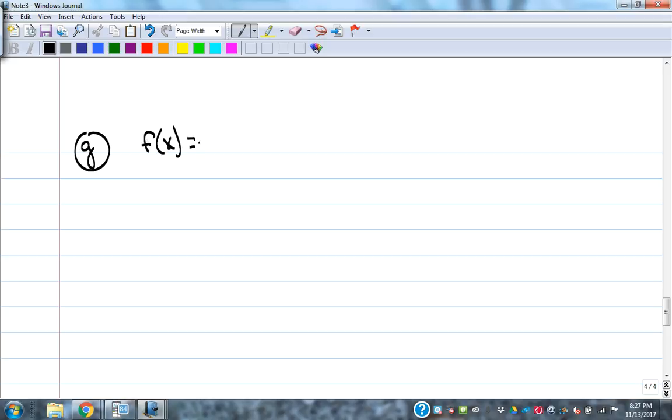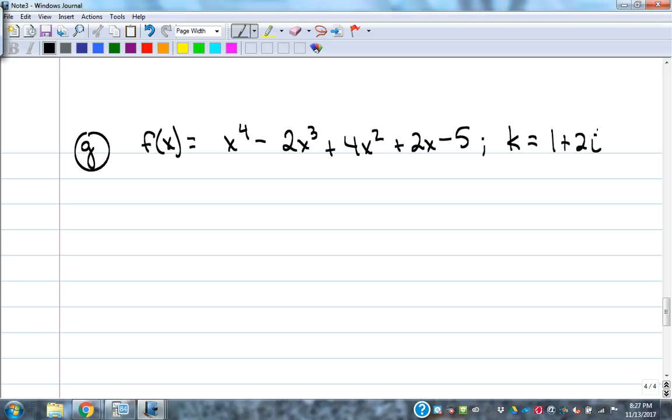Let's take a function, x to the fourth minus 2x cubed plus 4x squared plus 2x minus 5, and let's throw a complex number in there. So far, the only way we've been able to encounter complex numbers is with square roots or the quadratic formula. Obviously, this is not a quadratic equation, but they're telling us check out 1 plus 2i. That's a zero of this. They're saying, is this a zero of that?